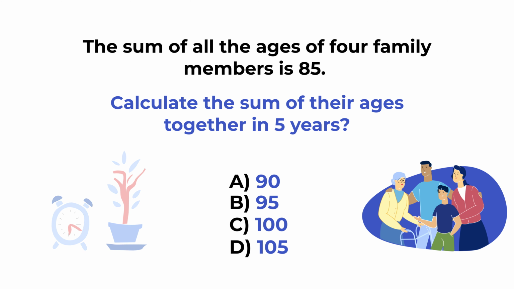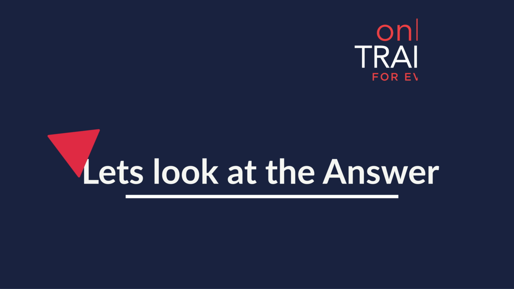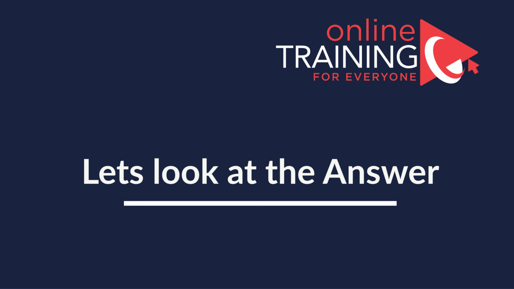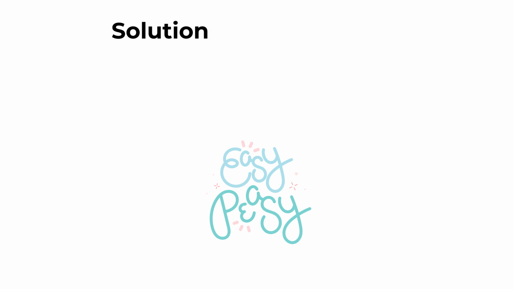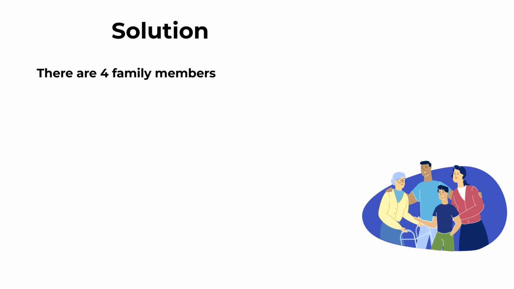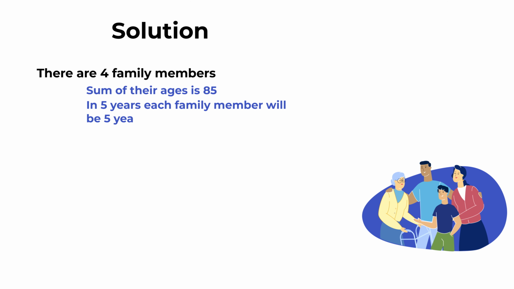Give yourself 20 to 30 seconds to see if you can come up with the solution. Ready or not, I'm moving forward to get to the correct solution together. What's interesting about this problem is that it is simpler than you think. So the key here is not to overthink the problem. There are 4 family members, and sum of their ages is 85. And in 5 years, each family member will be 5 years older.